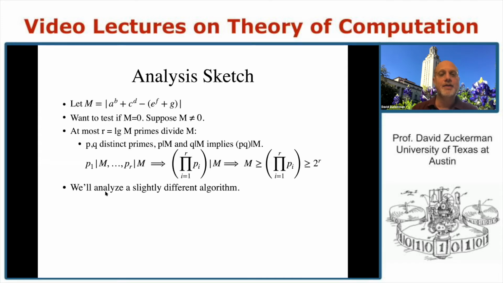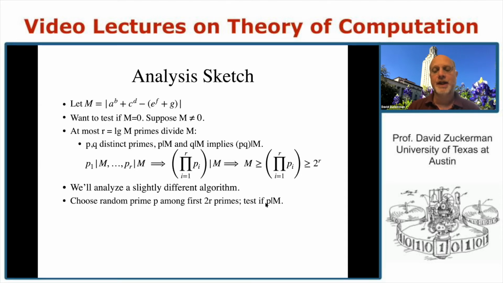Okay, so let's analyze a slightly different algorithm. In fact, we could use this algorithm instead. It was just simpler to state the other algorithm. Here we'll choose a random prime among the first 2r primes. Call this random prime p, and we'll test if p divides m.